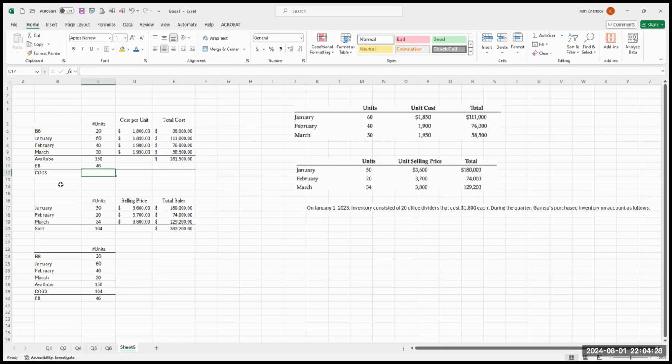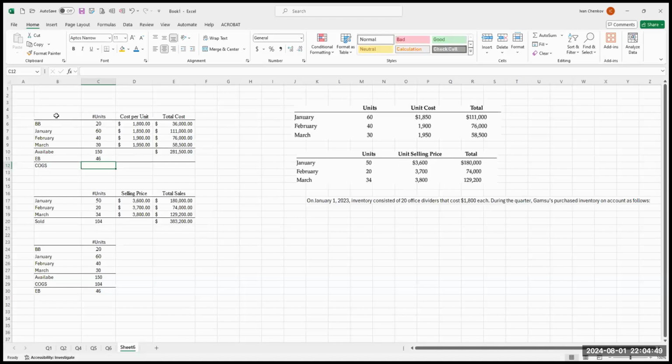And now I can start working out what's the cost of those units. Once you find the cost of those units, you can find the cost of goods sold. So, how many units you sold, the total cost. So let's get it the way we did it before.